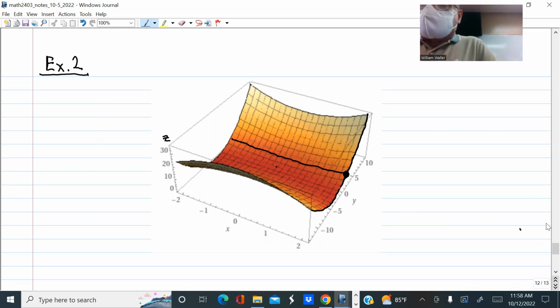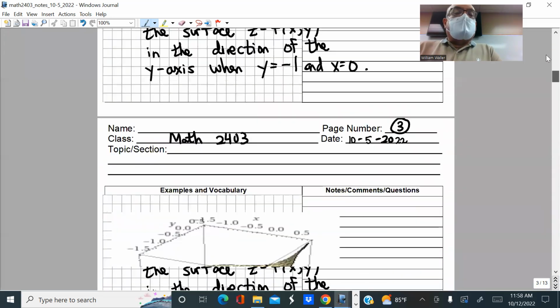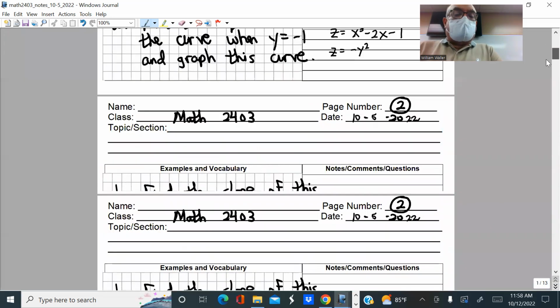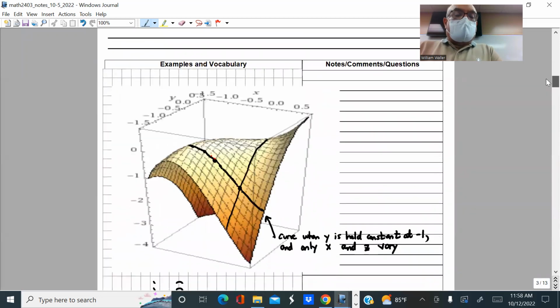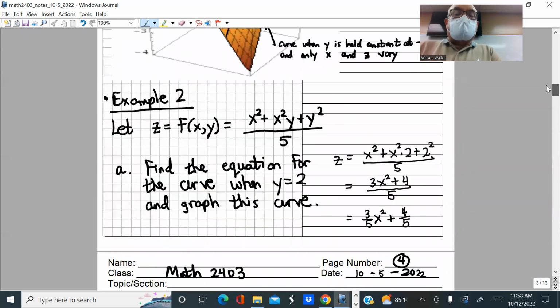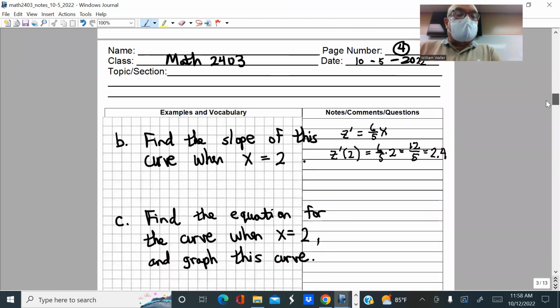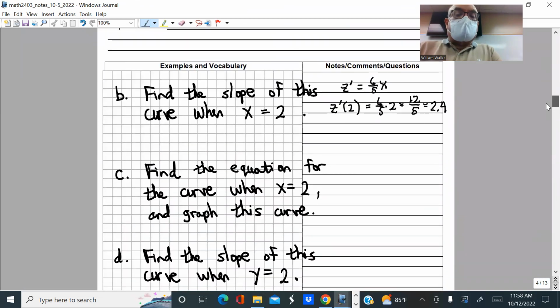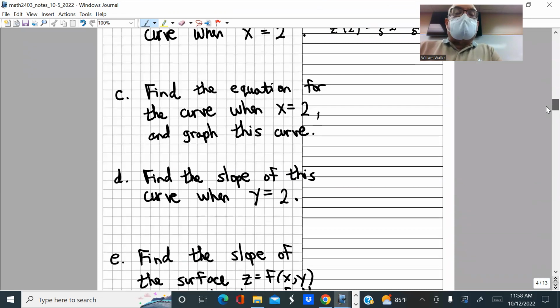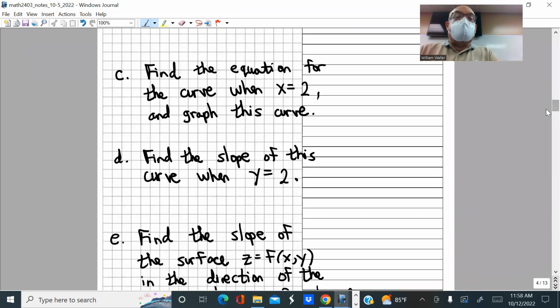Okay. Let's try another portion of that surface and answer the same sorts of questions here. So do y'all have that formula written down? This function? Because we're going to look at a different piece of that surface. All right, so let's find the equation for the curve when x is equal to 2. And it says graph that curve. We'll go back and graph that in just a moment.